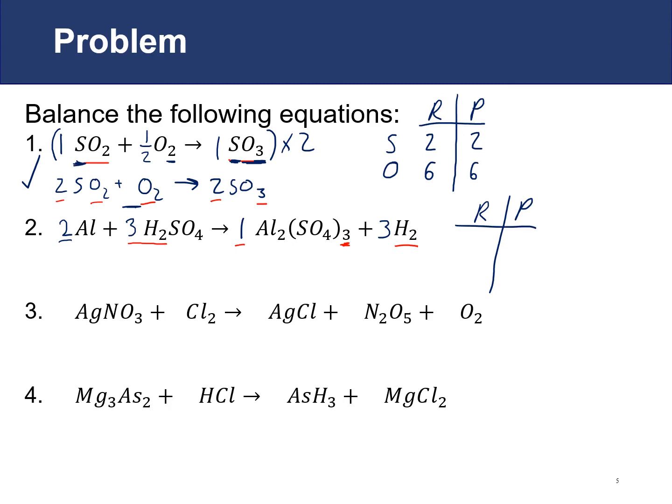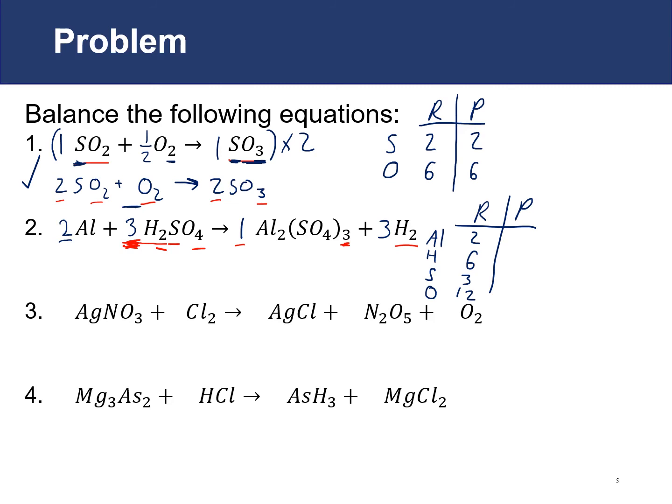So I'll do reactants and products. I have aluminum, I have hydrogen, I have sulfur and oxygen on both sides. On the left-hand side, I have 2 aluminum. I have 3 times 2, so that gives me 6 hydrogen. I have, again, 3 times 1 sulfur, so that is 3 sulfur. And then I have 3 times 4 oxygen, so I have 12 oxygen atoms on the left-hand side.